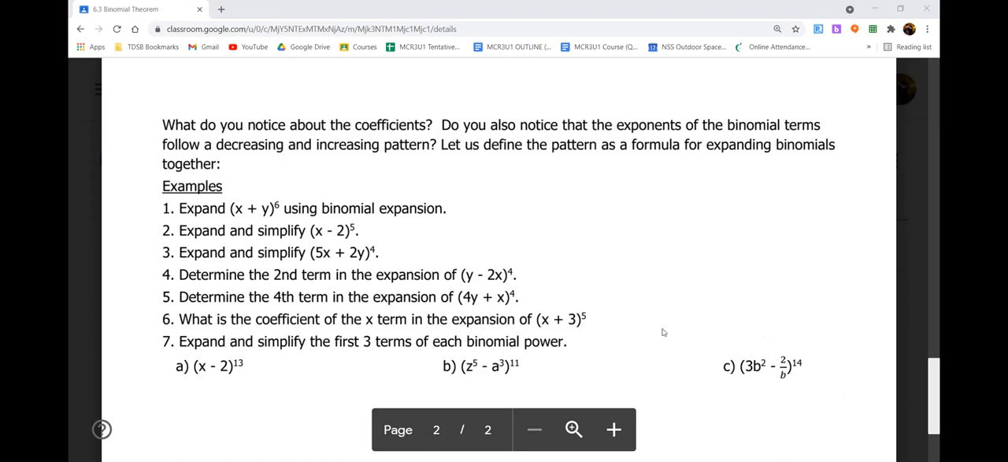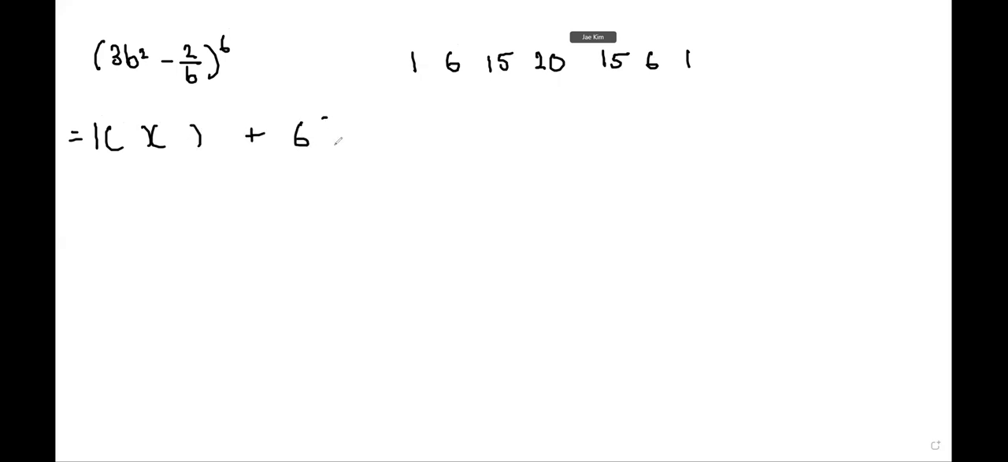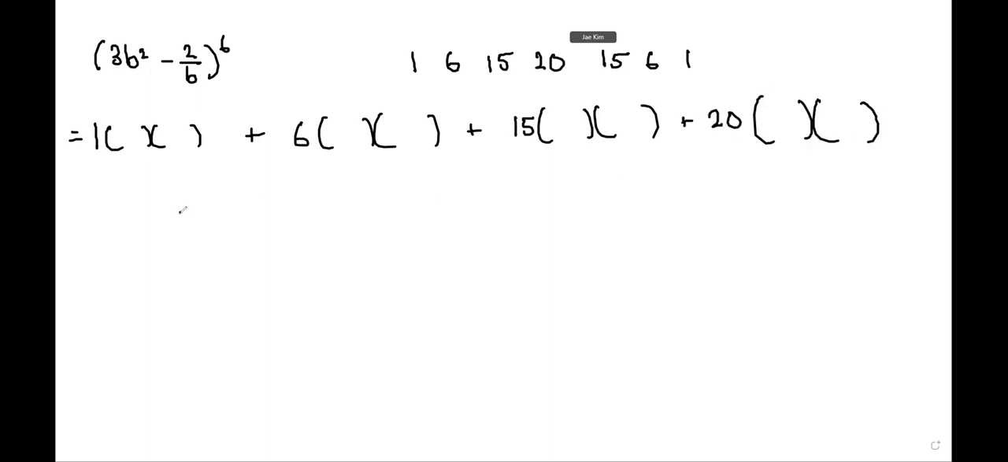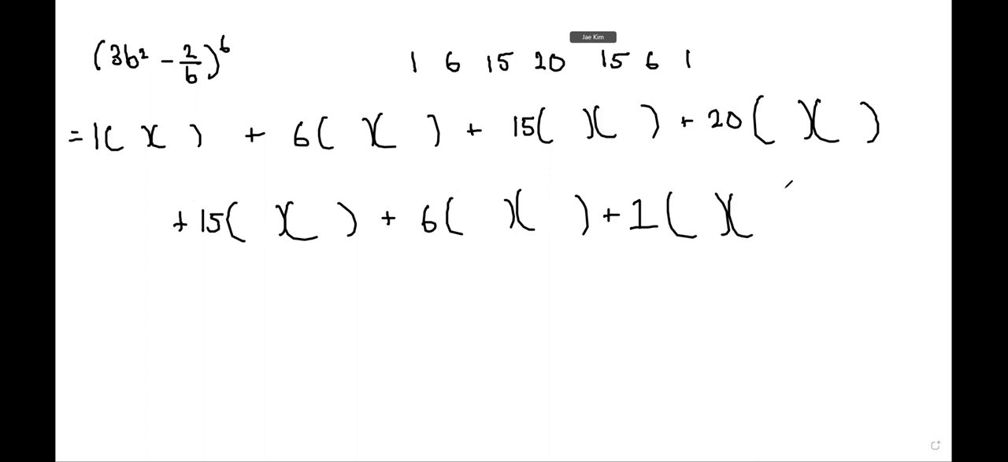Let's move on to the whiteboard. Let's pretend I have 3b squared minus 2 over b, and that is to the power of 6. Using Pascal's triangle, I know that the sixth row will be 1, 6, 15, 20, 15, 6, and 1. So here we go. 1, bracket, bracket, plus 6, bracket, bracket, plus 15, bracket, bracket, plus 20, bracket, bracket, plus 15, bracket, bracket, plus 6, bracket, bracket, plus 1, bracket, bracket.